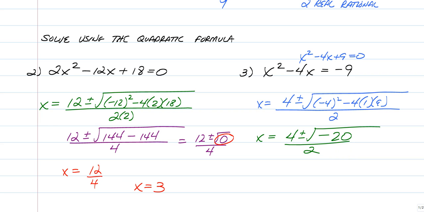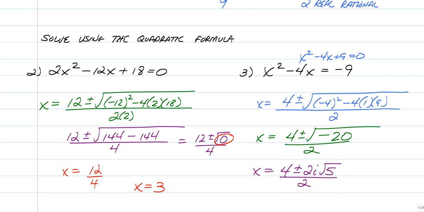Now, as you can see, we have a negative number, so our discriminant is negative, telling us we're going to have two imaginary solutions when we finish solving. So the square root of a negative 20 is going to simplify, so we're going to have x is equal to 4 plus or minus 2i root 5 all over 2.